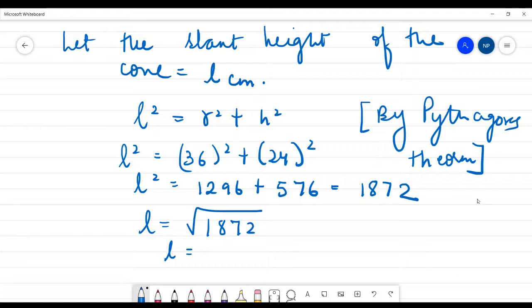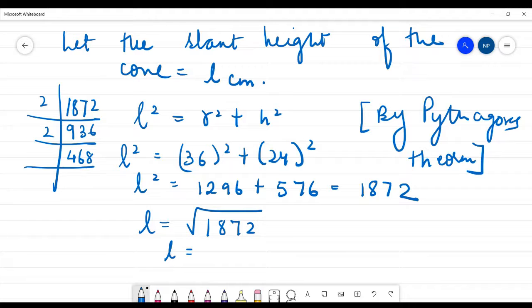Now if we solve 1872, I hope you all know how to solve it. Still I will solve it for you all. The value of the square root of 1872: we get 2 nines are 36, 2 fours are 8, 2 sixes are 12, 2 eights are 16.